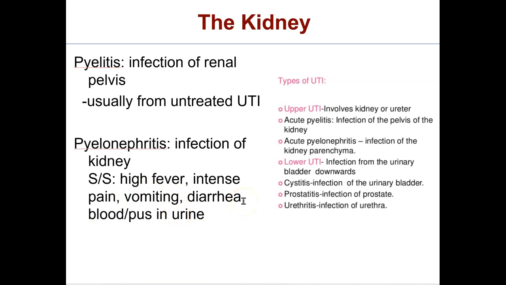And so you're probably going to have high fevers, a lot of pain and vomiting. There'll be diarrhea. You can also have blood and pus in the urine. And so pyelonephritis is most likely going to be treated with IV antibiotics if it's bacterial.